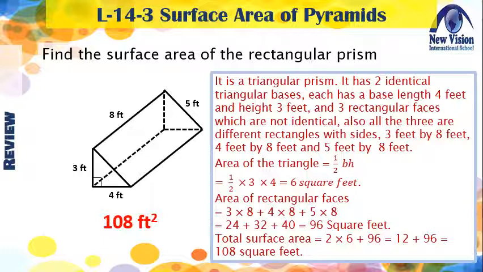Area of the triangle equals 1/2 bh equals 1/2 times 3 times 4 equals 6 square feet. Area of rectangular faces equals 3 times 8 plus 4 times 8 plus 5 times 8 equals 24 plus 32 plus 40 equals 96 square feet. Total surface area equals 2 times 6 plus 96 equals 12 plus 96 equals 108 square feet.